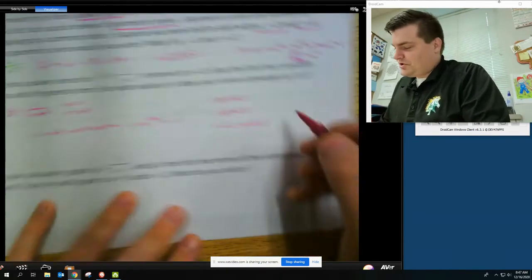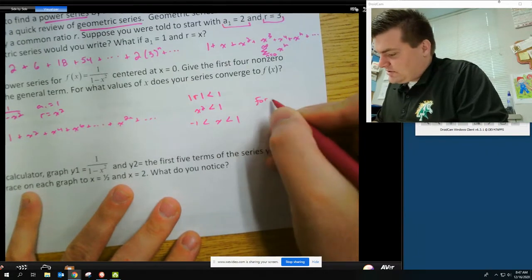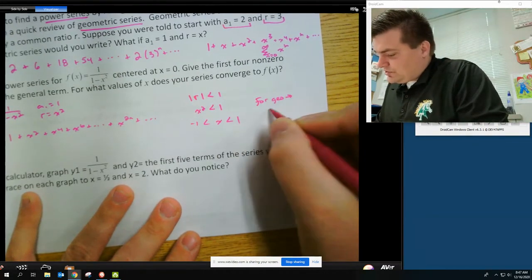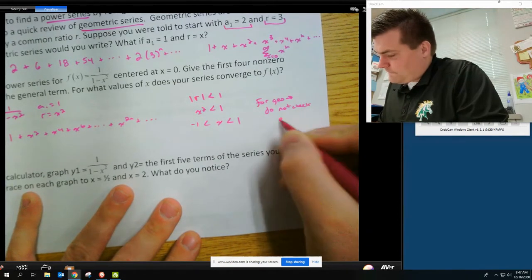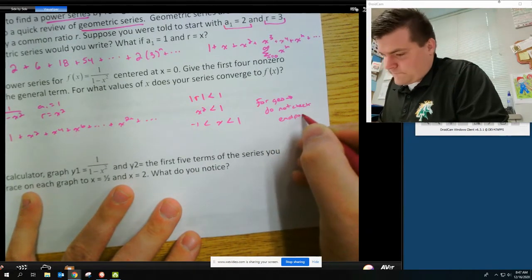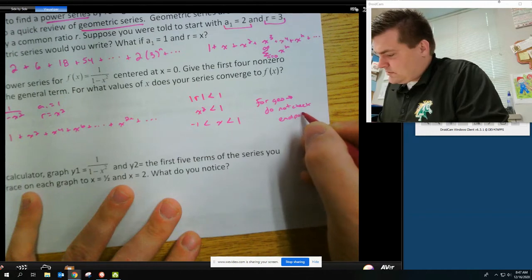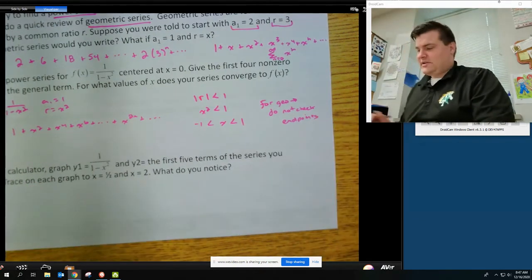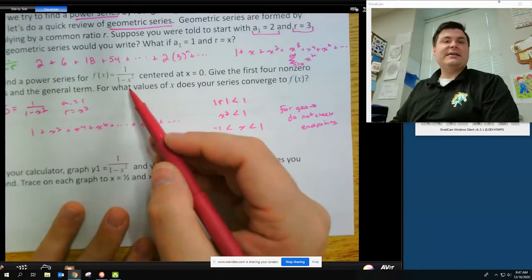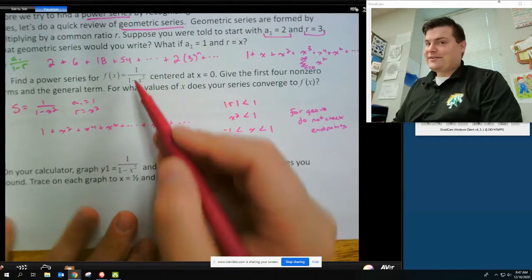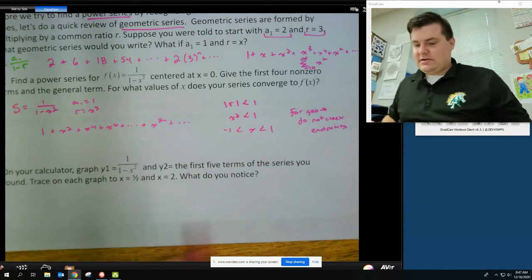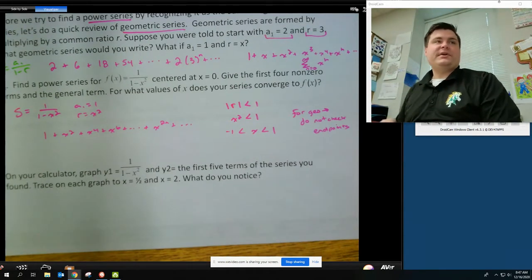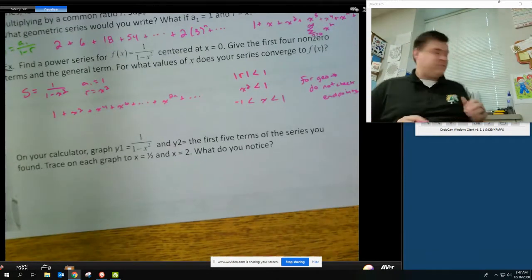So for a geometric series, which is really nice, you do not need to check endpoints. The reason is that if I check the endpoints, I get 1 over 0, so it's not in the domain anyway. So you don't need to check endpoints for these.